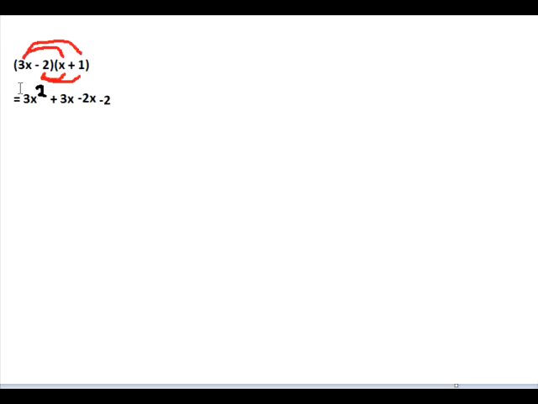Okay, now the thing is, notice now the 3x multiplied by both of these in the front. 3x times x was 3x squared. 3x times 1 was positive 3x. Negative 2 times x is negative 2x, and negative 2 times 1 is negative 2.